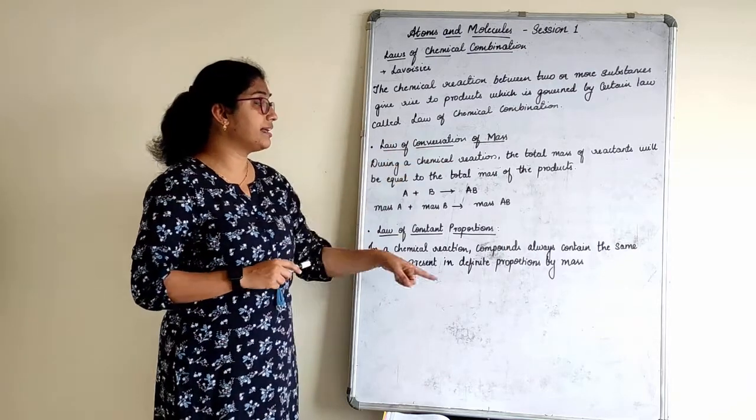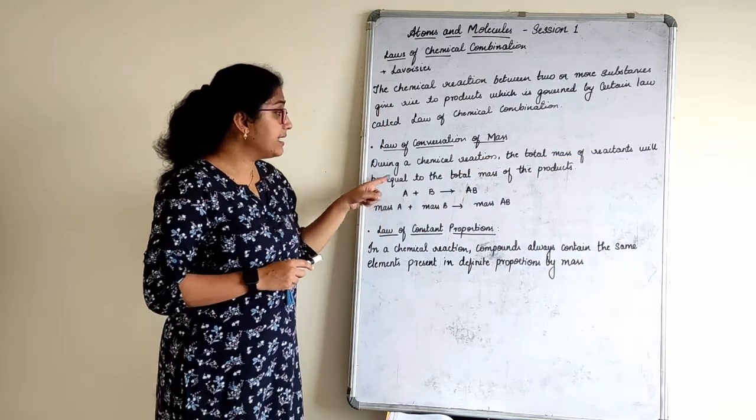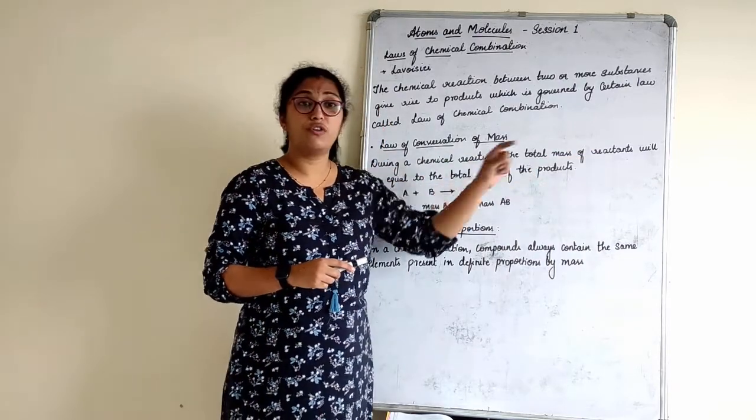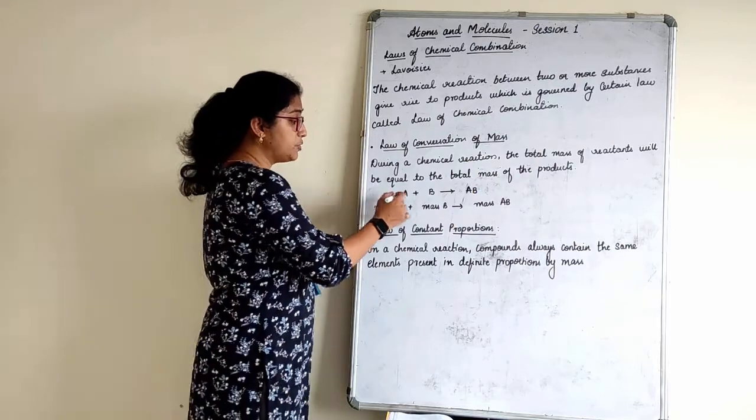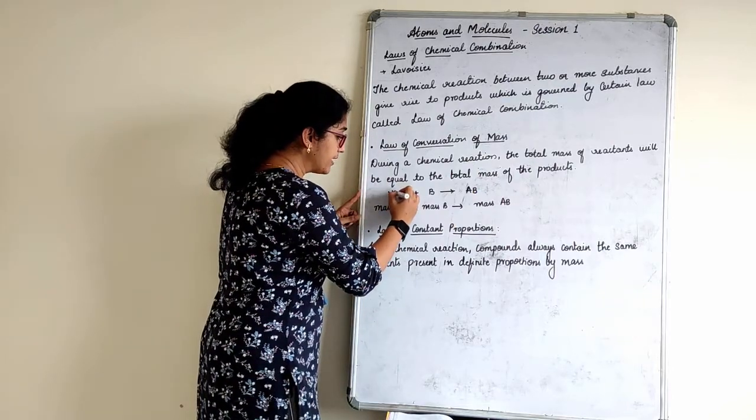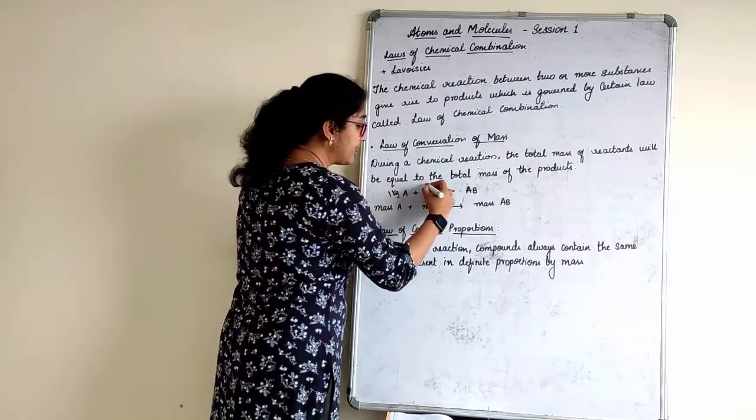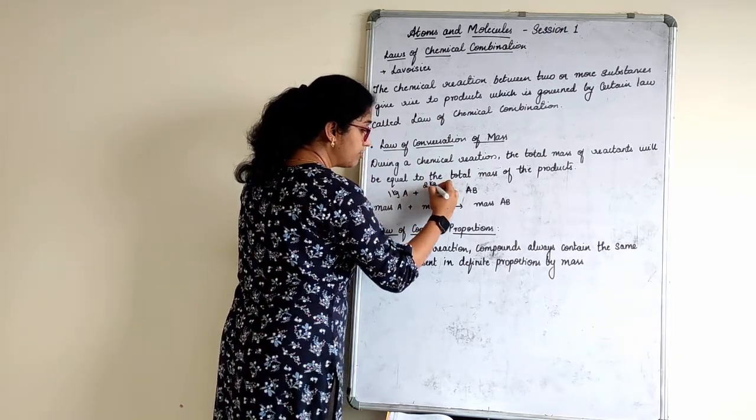During a chemical reaction, the total mass of the reactants will be equal to the total mass of the products. Suppose A is one reactant. Assume that I have taken A as 1 kg. Assuming that B is another reactant, I have taken B as 2 kgs, right?